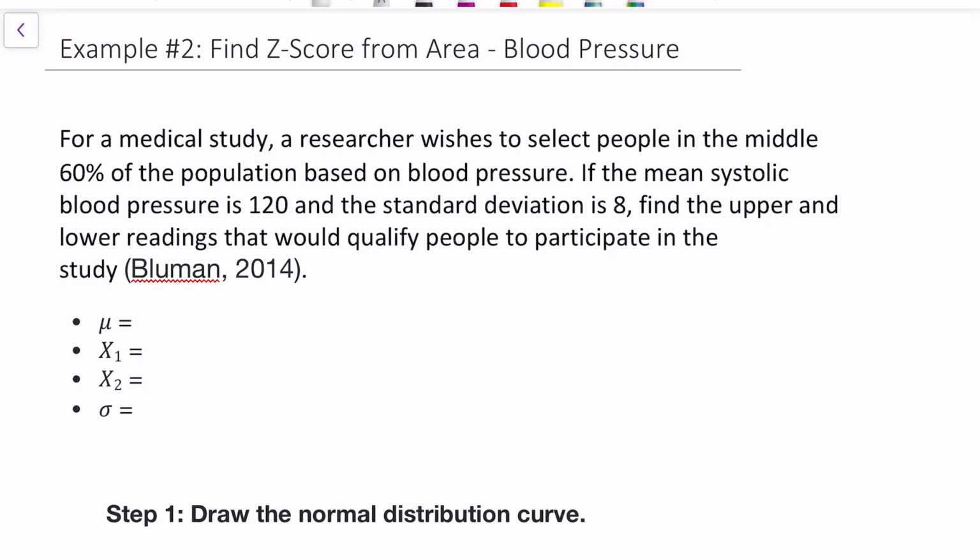Example 2, finding the z-score from the area. Let's see what information we have from the problem. We know that the mean is 120. We know that the standard deviation is 8. We actually don't know what x1 and x2 are going to be. We know that we're interested in the middle 60% of the distribution.